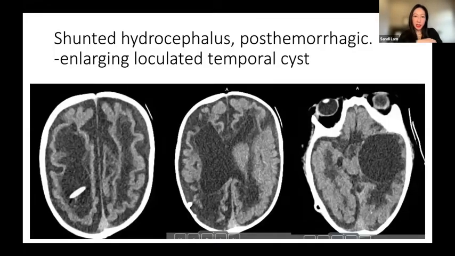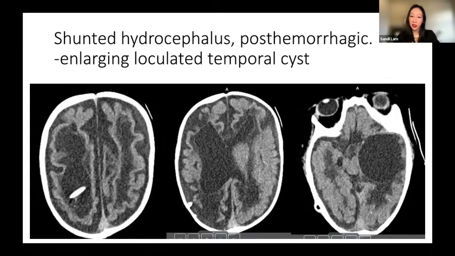In the interest of time, I'll show the next case. What if it's something more complex, like shunted hydrocephalus that's post-hemorrhagic, but you have a loculated system? Here we have an enlarging temporal cyst. You can put in more catheters. You can try to do neuroendoscopy, but when you try to put an endoscope into this type of system, it's often very difficult to navigate.